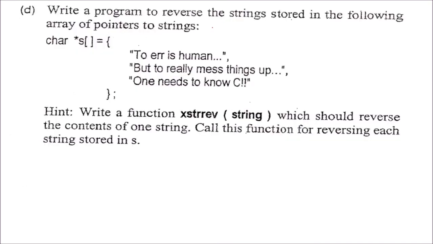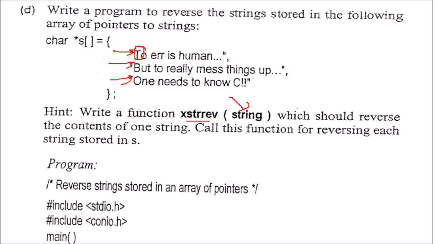Write a program to reverse the strings stored in the following array of pointers to strings. So we have to write a function xstrrev, string reverse. We have to pass a string, which should reverse the content of that string. So one string, second string, third string, like this. Call this statement for reversing each string in s. So each string we are going to send, and then each string will be reversed.